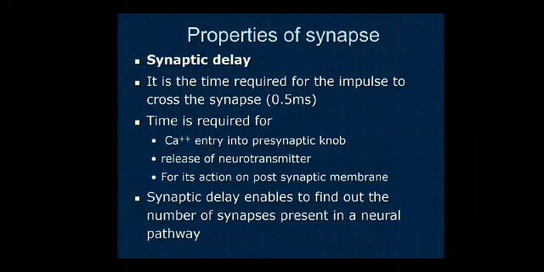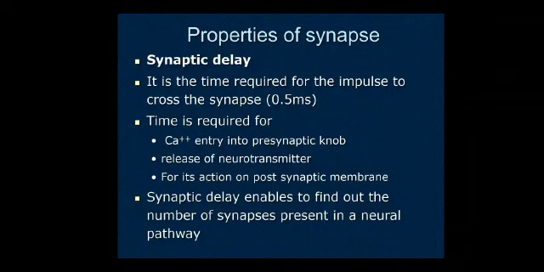That is, when the impulse travels from presynaptic to postsynaptic, there is some time required for the transmission to the postsynaptic neuron. That duration, that time, is called synaptic delay. So from the presynaptic to postsynaptic neuron, there is a delay in the transmission, and it is almost 0.5 milliseconds.